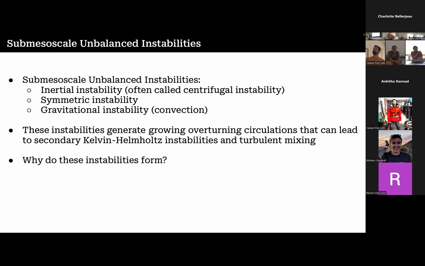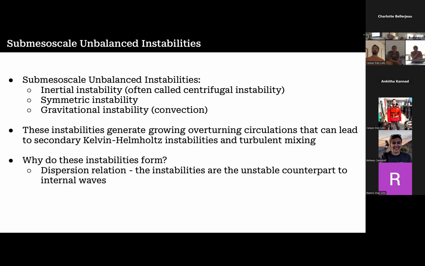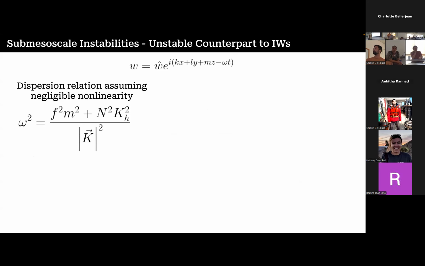Now let's explore a little bit why these instabilities form. First, I'm going to give an explanation based on the dispersion relationship. Basically, these instabilities can be seen as the unstable counterpart to internal waves. Then I'm going to talk a little bit about how you can find these instabilities with potential vorticity.